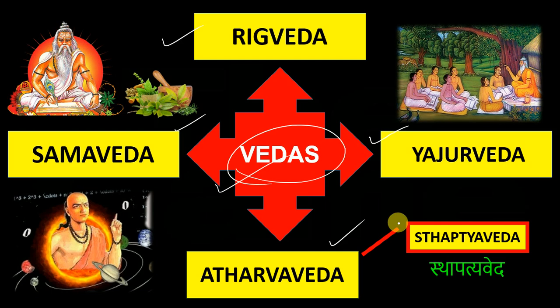When we see Atharva Veda, then we find Sthapatya Veda. And this Sthapatya Veda is a subpart or subveda of Atharva Veda. That means it is an Upaveda of Atharva Veda. When we go through Sthapatya Veda, then we find these tricks which we are going to learn under the topic Vedic Math.